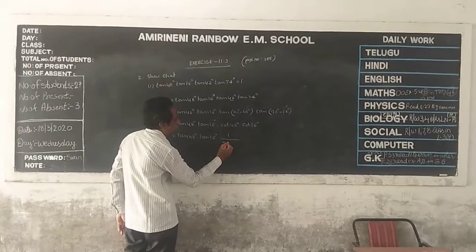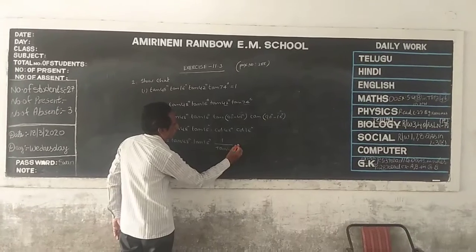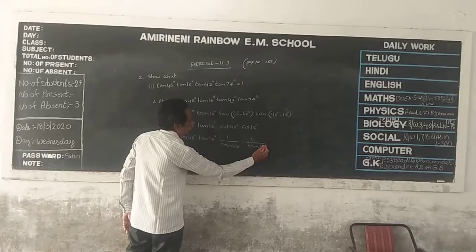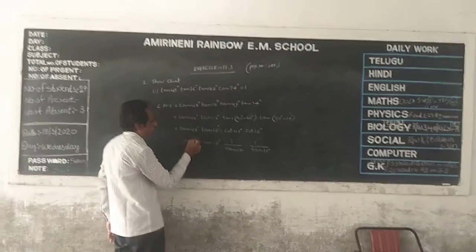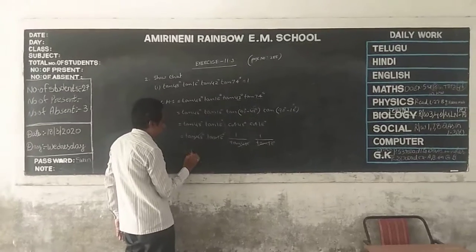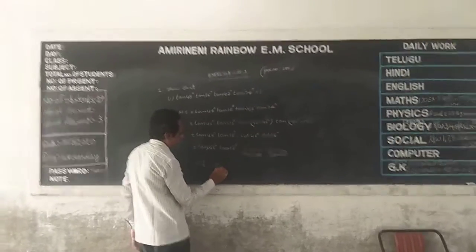A, and 1 by tan 48 degree, 1 by tan 16 degree. Tan 48 cancels, tan 16 cancels. That is equal to 1. That is equal to RHS.